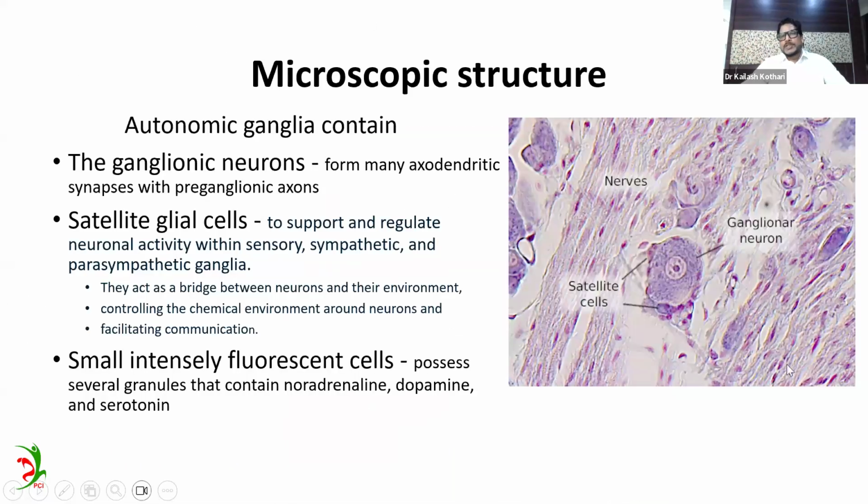And this is the microscopic structure of the autonomic ganglion. So I'll just skip this; you can read in the textbook. But this is also an important aspect of the sympathetic chain, especially the autonomic ganglion, that there are different neurons and stellate glial cells, and they have different functions. Basically, stellate glial cells, which are in the periphery of the ganglionic neurons, have a very important role to support and regulate the neuronal activity within the sensory, sympathetic, and parasympathetic ganglia, and they act as a bridge between the neurons and their environment. So this is more microscopic.